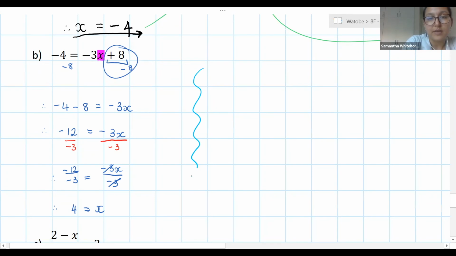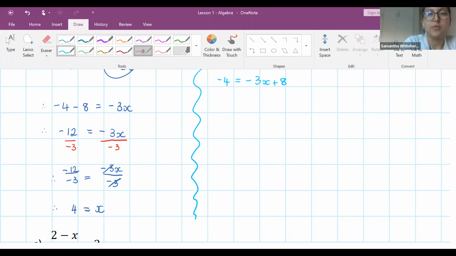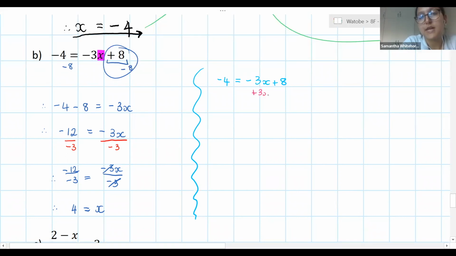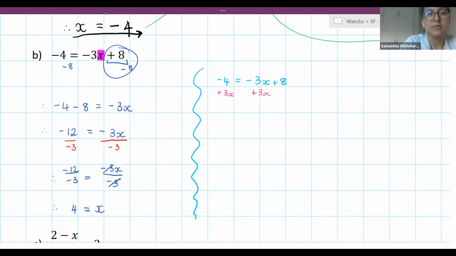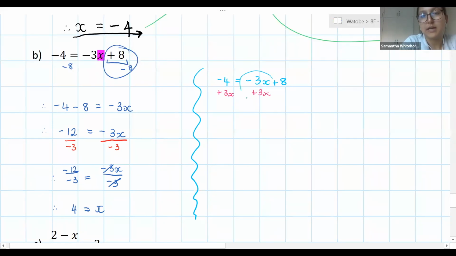If you're not a fan of that, that's cool. What we can do is we can bring the x term over to the left. So I'm just going to rewrite my equation. And bringing it over to the left, for lack of a better word, essentially means I'm going to add 3x on both sides. Okay. Now, if I'm adding 3x on both sides, that essentially means that the minus 3x plus 3x gives me 0. But now I've got minus 4 plus 3x is equal then to just 8 on the right.